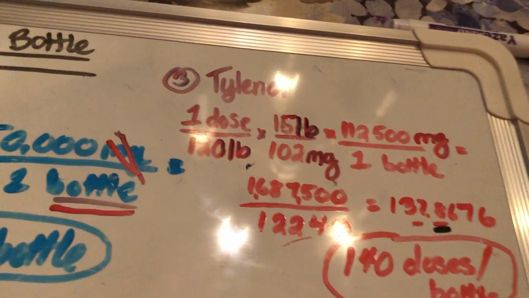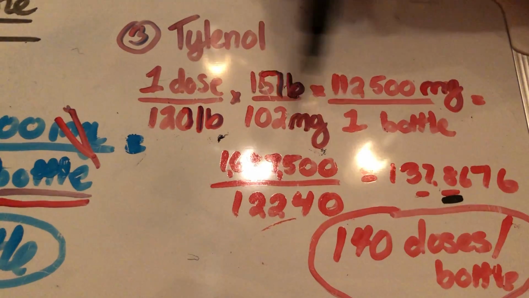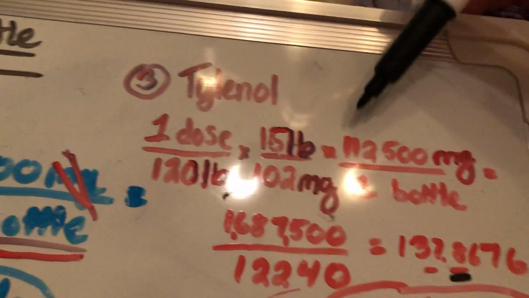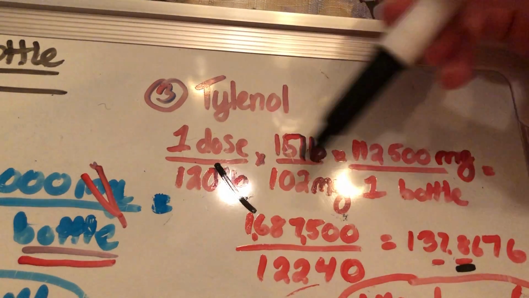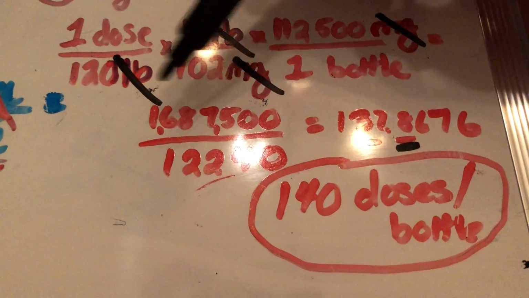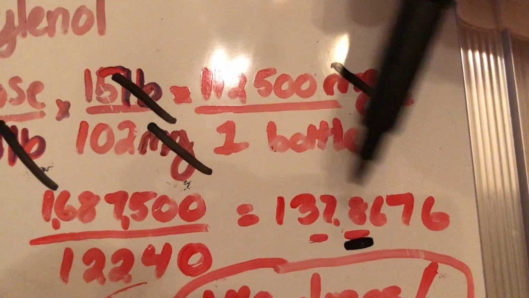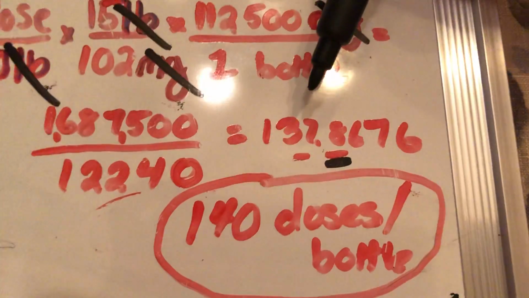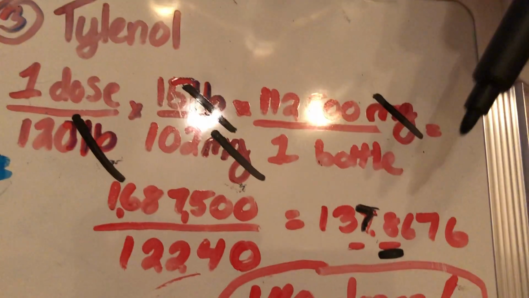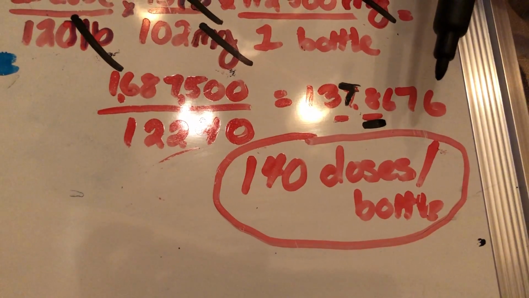Okay, this one I already have. Same thing: 1 dose over 120 pounds, 15 over 102, so 15 pounds, milligrams. And then this we did. So pounds cancel out, milligrams cancel out, doses per bottle. This is what I got on the top, bottom. This is the number I got in the calculator. I'm rounding to 2 sig figs. This is a 7. So I believe this is right: 140 doses per bottle. I hope it's right.